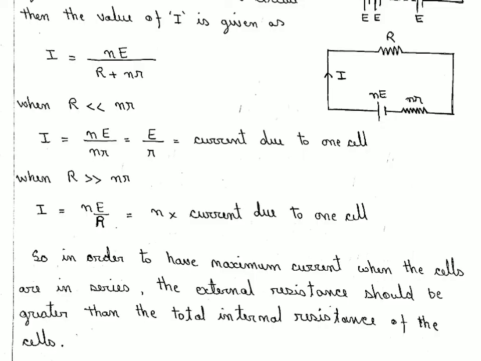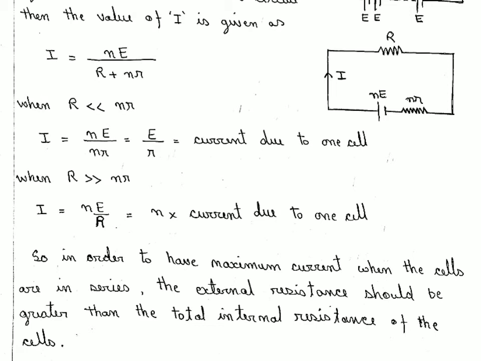And here we have two cases. One case is when the external resistance is very small as compared to the internal resistance. When that happens, we neglect this capital R, the external resistance. Upon neglecting, we get nE divided by nr, the n's cancel, and E by r is actually the current due to one cell. So if we have one cell connected to an external resistance, then the current flowing through that cell will be equal to E divided by small r.